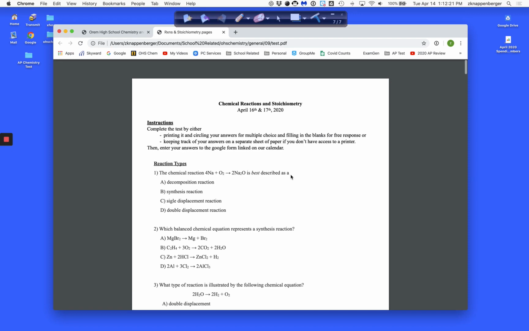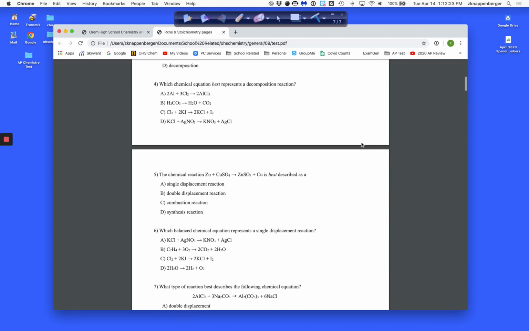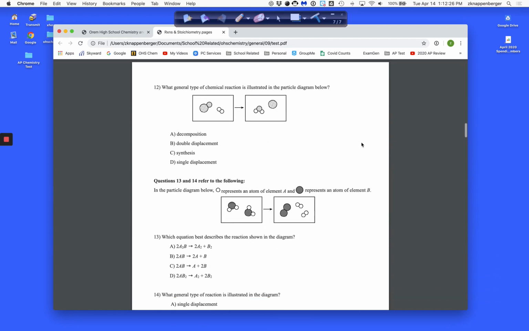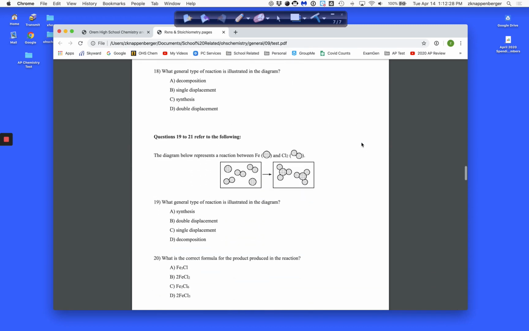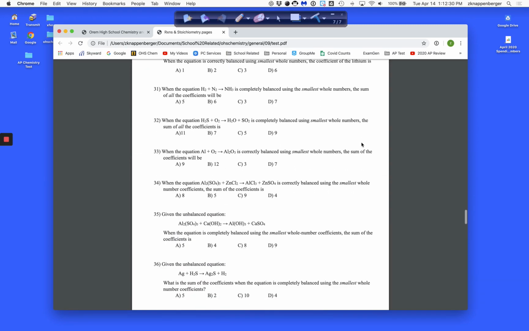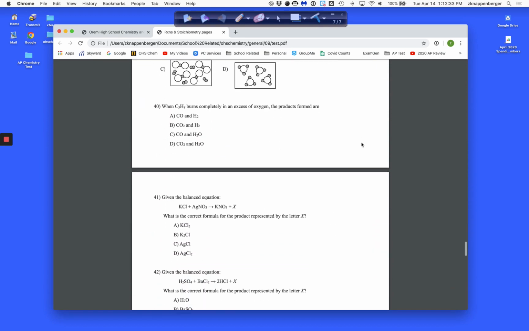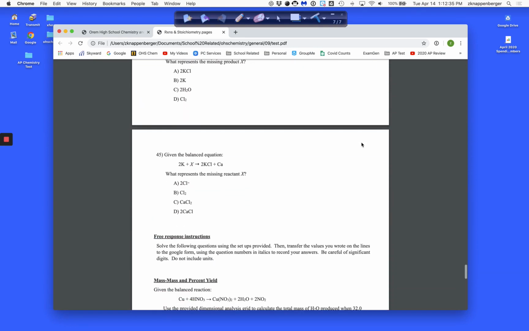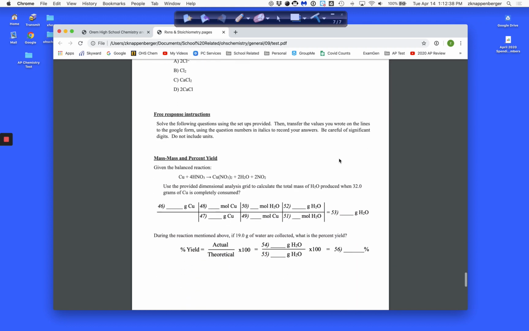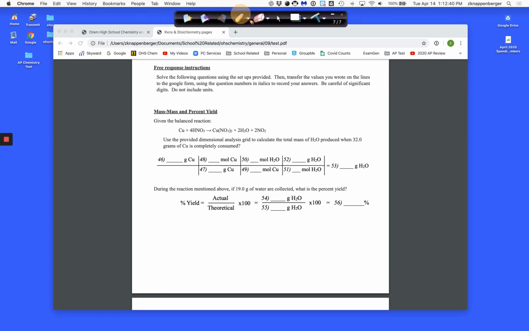You'll notice that the test is largely multiple choice. As we go through, the test begins with multiple choice questions, and those continue down through question 45. Beginning in question 45, the test actually becomes free response. In order to streamline this, we've taken the free response questions and made them short answer.